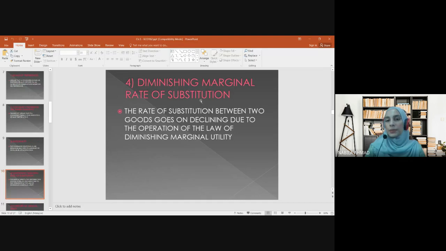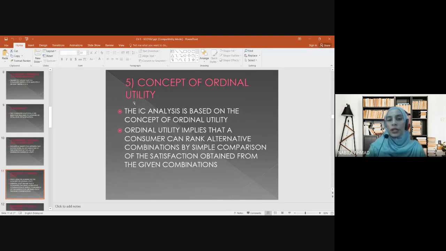Diminishing marginal rate of substitution, it is the law of indifference curve itu. The rate of substitution between two goods goes on declining due to operation of the law of diminishing marginal utility. Maksudnya, semakin banyak kita consume, semakin kuranglah kita punya kepuasan, satisfaction, right? And the slope of indifference curve is downward sloping lah, right? The concept of ordinal utility, the indifference curve analysis is based on the concept of ordinal utility. It implies that consumer can rank alternative combinations by simple comparison of the satisfaction.